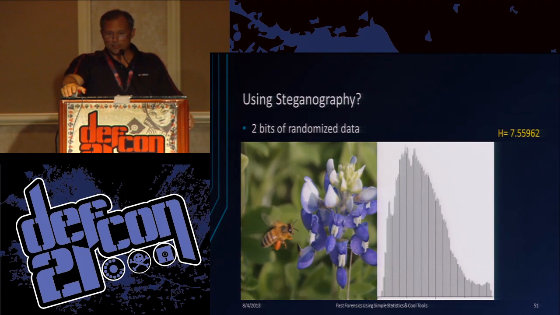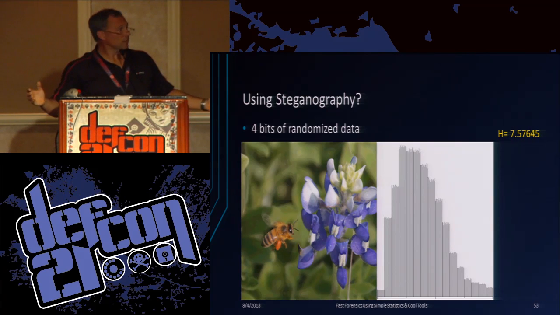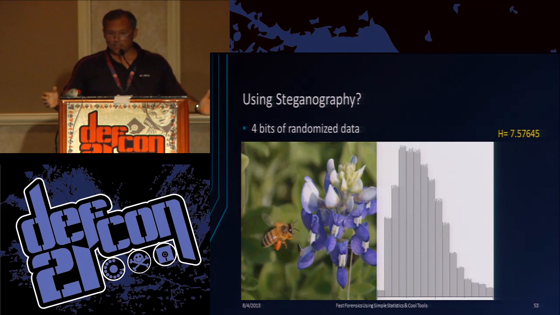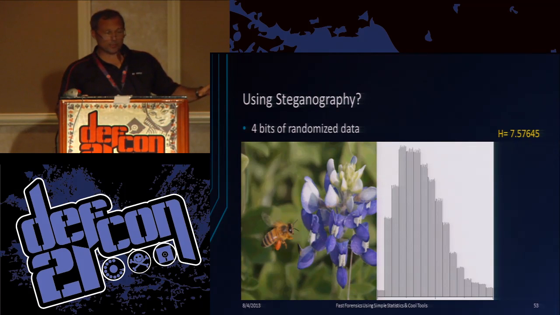Now we go to 2 bits, 3 bits, 4 bits. It's getting easy to tell. The picture, however, can you tell by the picture? I think on this particular image, the background is a little blurred, so you've got some smoothness. So you can actually tell on the picture a little bit.